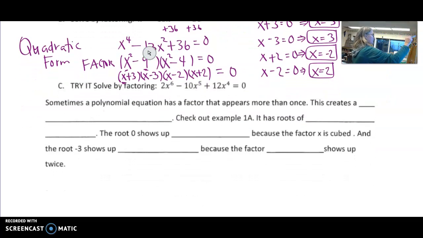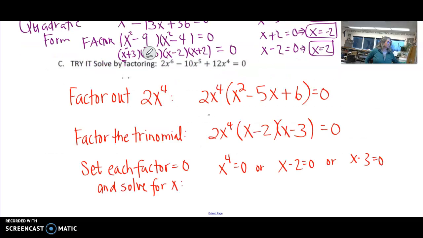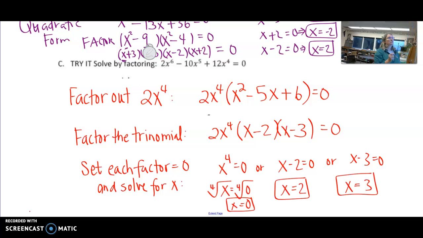So why don't you try this one, part C. Pause the video and try to factor. Remember to start by factoring out common factors, and then go from there. All right, when you factor out the common term, which is 2x to the 4th, what's left inside the parentheses is x squared minus 5x plus 6 equals 0.